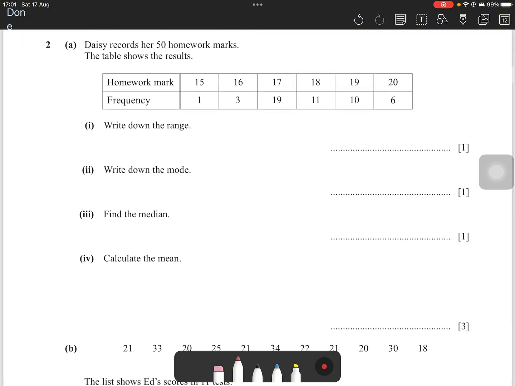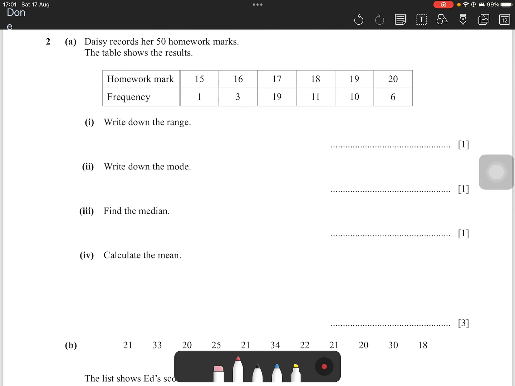Question 2, A. Daisy records her 50 homework marks. The table shows the results. The first row shows the homework mark, and the second row shows the frequency. 1. Write down the range. You know the range is equal to the maximum, the greatest value, minus the smallest value. In this case, the greatest value is 20 and the smallest value is 15. So 20 minus 15 equals 5.